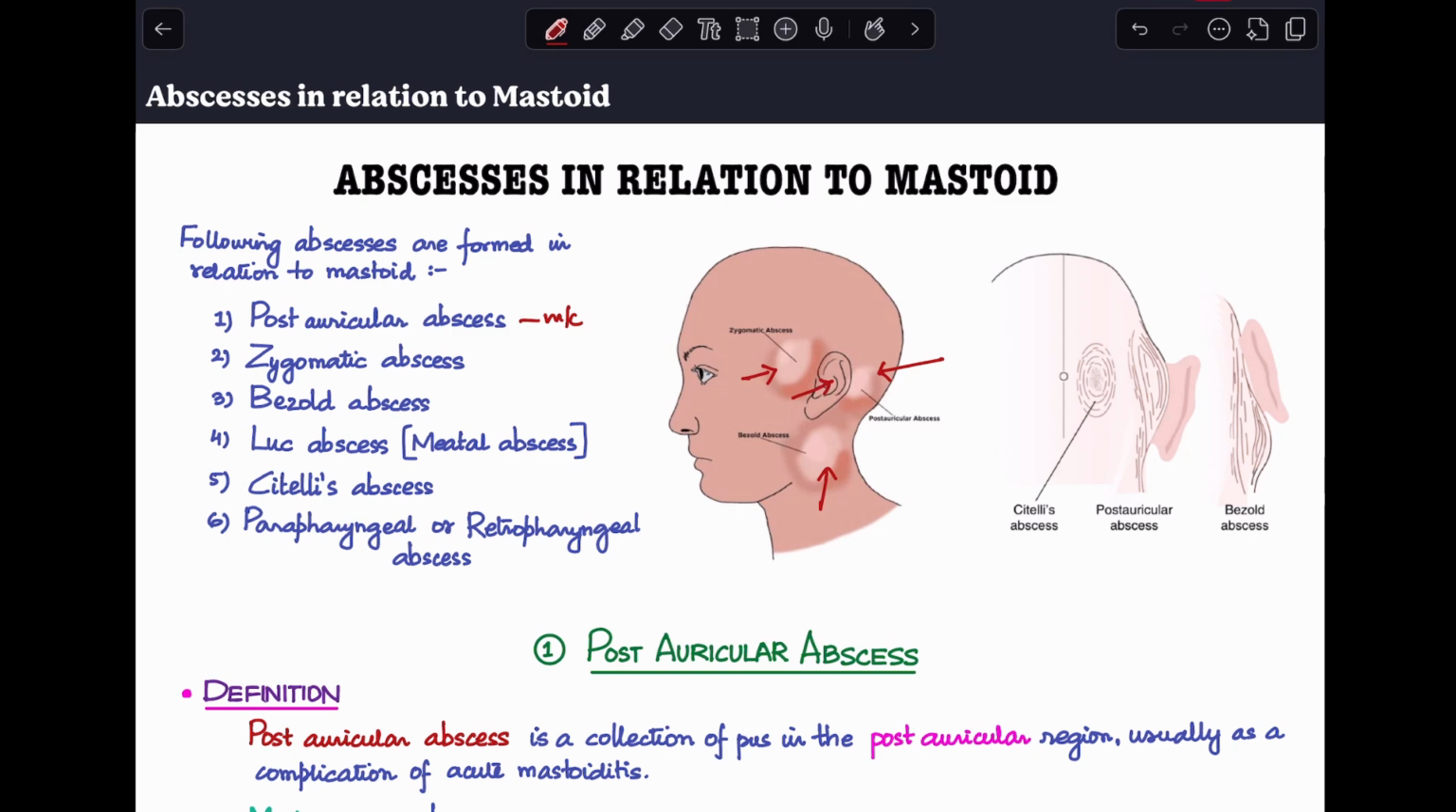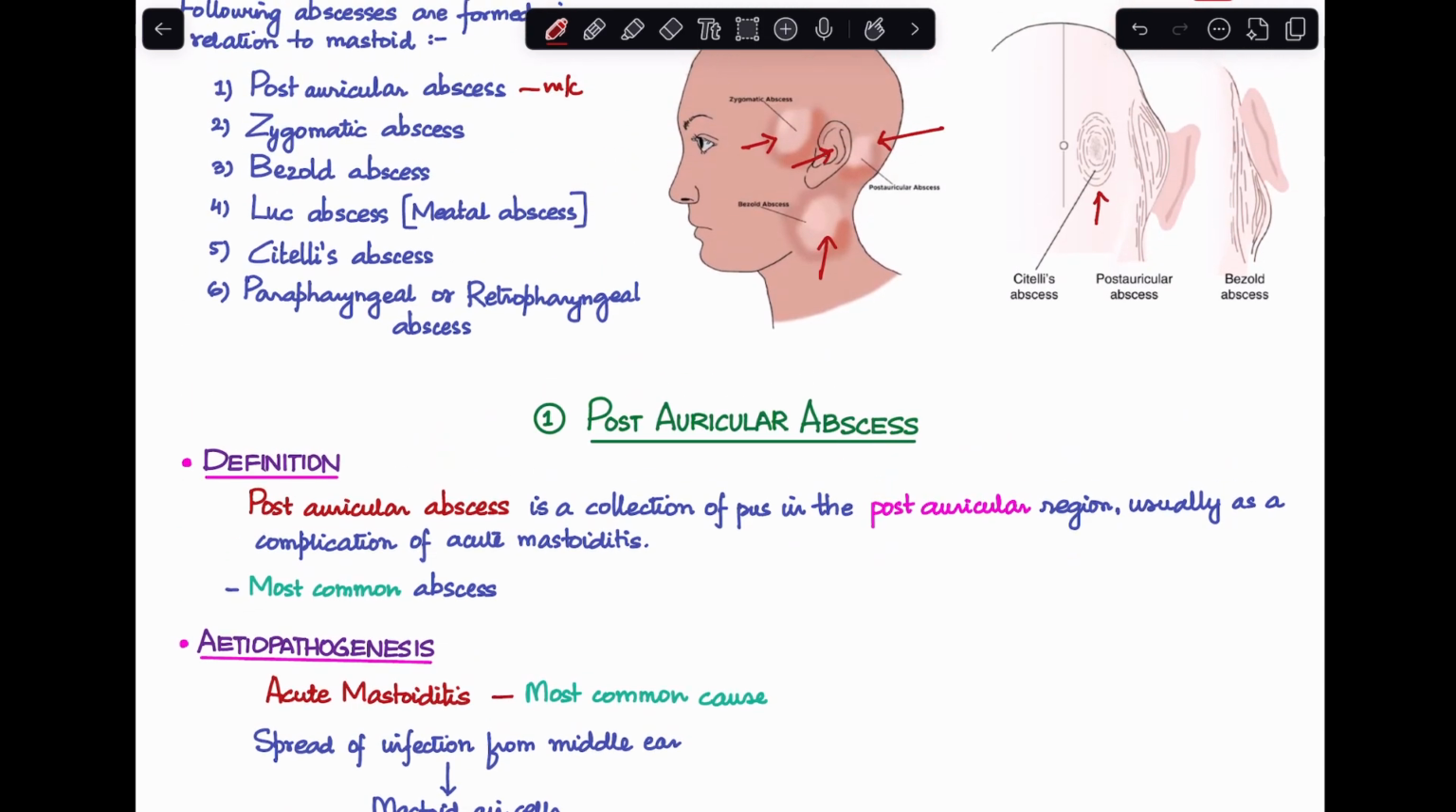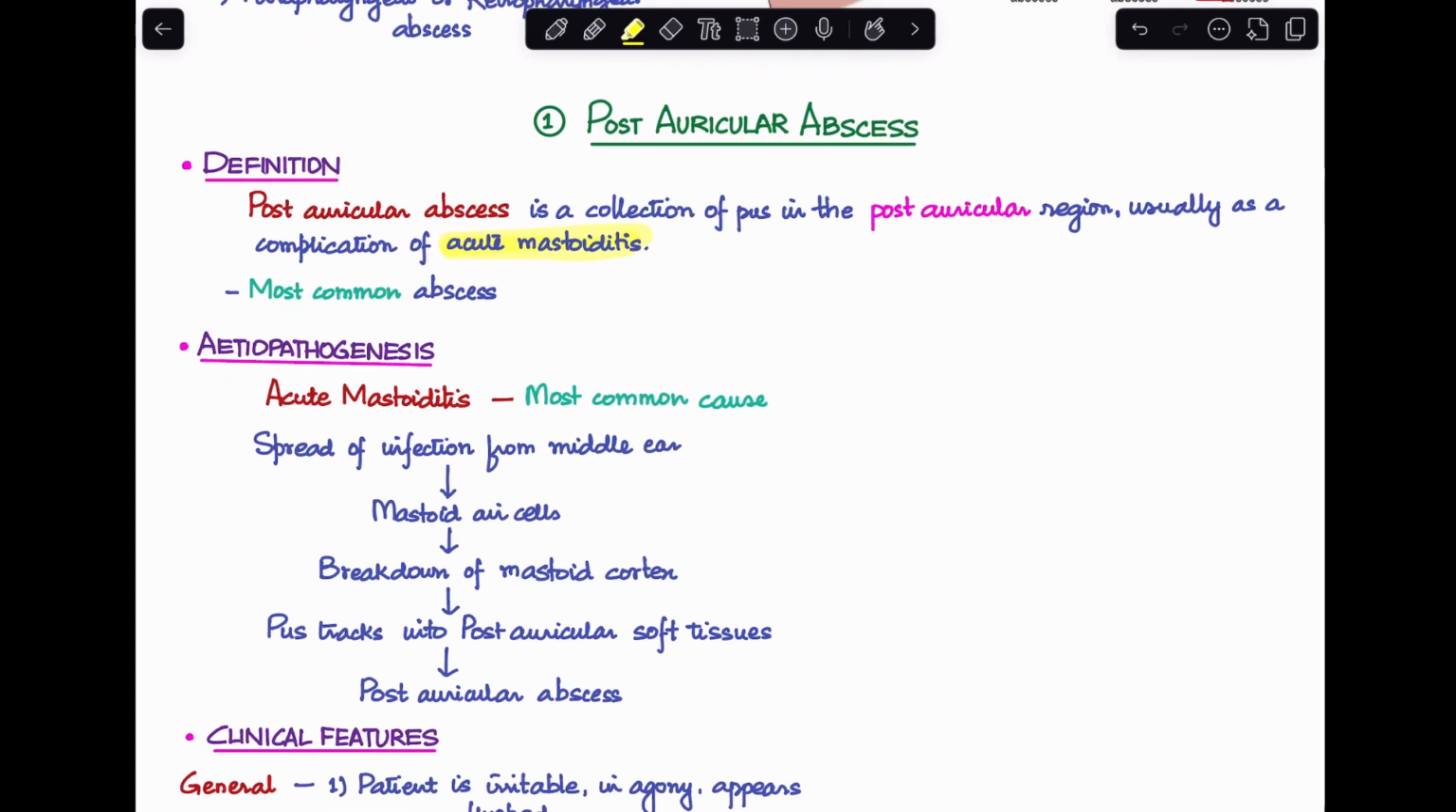Fifth is Citelli's abscess. If you see in the second image over here, Citelli's abscess develops more towards the occipital area. And lastly, there can also be a parapharyngeal or retropharyngeal abscess. So these are the 6 abscesses that we need to know about. Let's get started with postauricular abscess. So postauricular abscess, as you have seen in the image over here, it develops in the postauricular region. So it is a collection of pus in the postauricular region, usually as a complication of acute mastoiditis. And this is the most common abscess in relation to mastoid that we know.